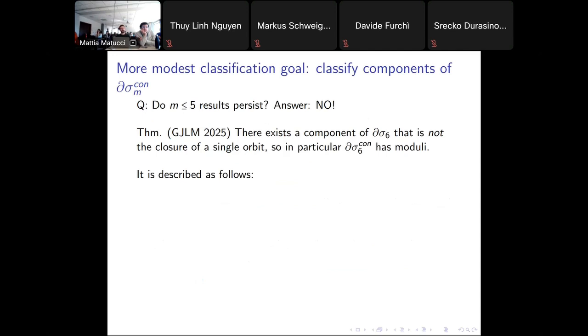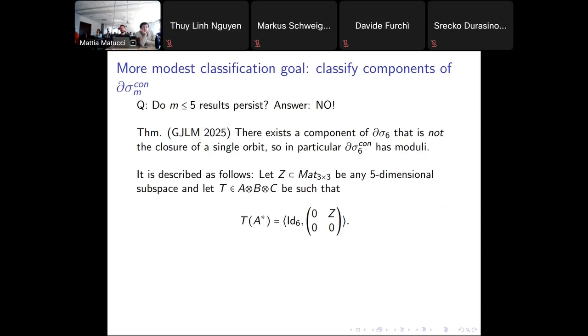So a general point of this component looks like this. You pick a generic, say, 5-dimensional subspace of 3 by 3 matrices. All 5-dimensional subspaces work, but a general point of the boundary will be a general 5-dimensional subspace of 3 by 3 matrices. And you take the tensor such that the associated slices are the identity, and then these 5 slices from Z. So it's a 666 tensor.